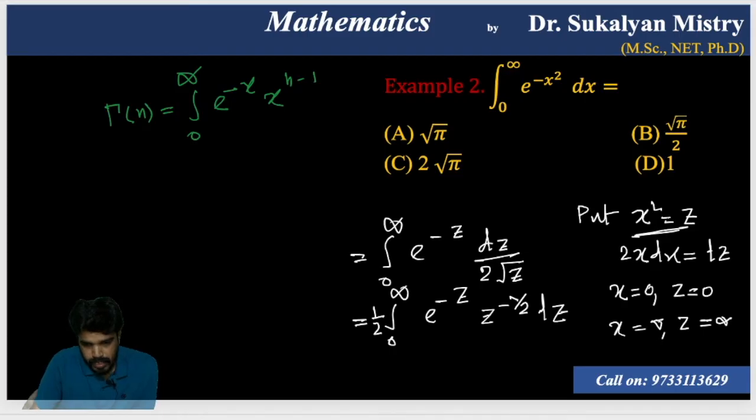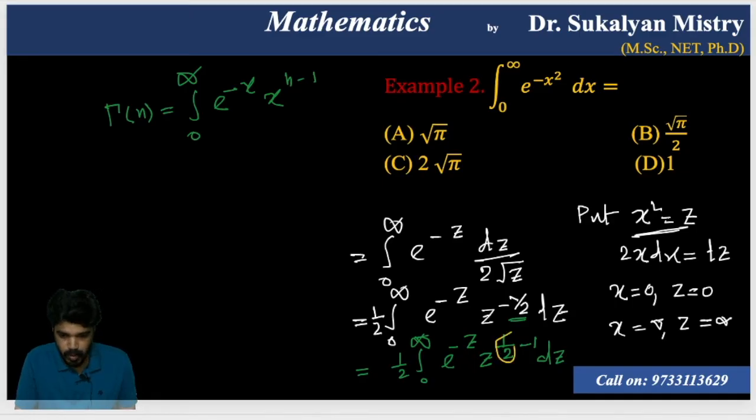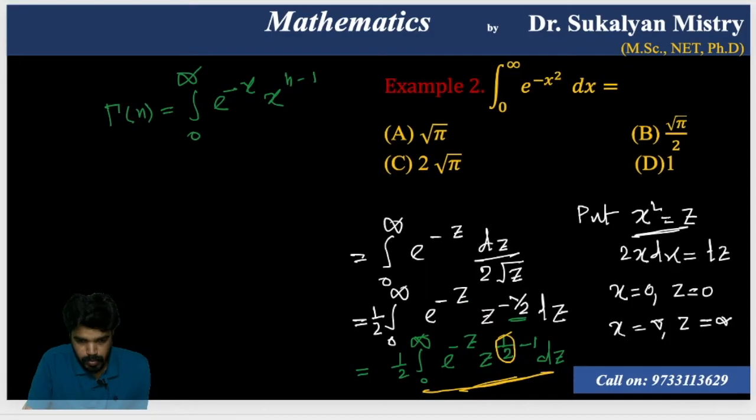So, we have to convert this. This can be written as 1 by 2 integration 0 to infinity e to the power minus z, z to the power minus 1. So this can be written as 1 by 2 minus 1, dz. That is 0 to infinity e to the power minus x, x to the power n minus 1, dx. This is the definition of the gamma function. So this will be gamma 1 by 2, so that equals 1 by 2 gamma 1 by 2.